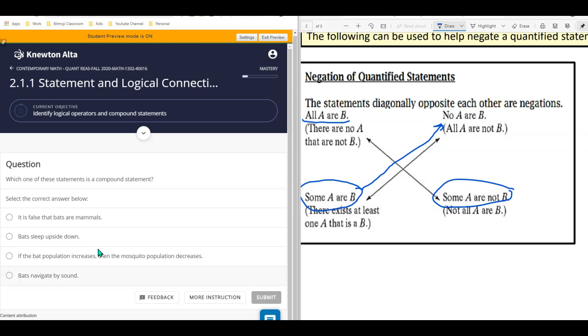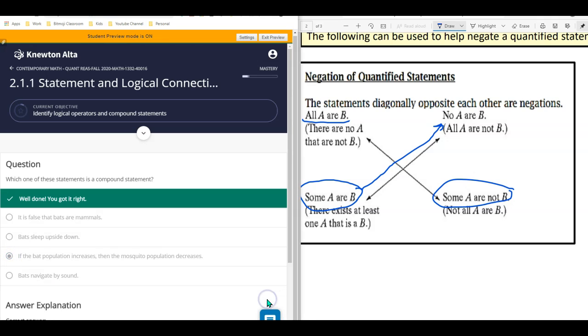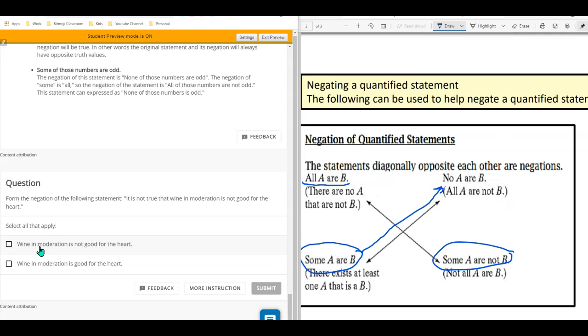All right, which one of these sentences is a compound statement? Remember what I talked about: a compound statement is something that combines two statements together. So it is false that bats are mammals. That's just one statement. Bats sleep upside down. That's just one statement. If the bat population increases, then the mosquito population decreases. Bats navigate by sound. Out of all these, only this one has a combination of both of them. There you go.